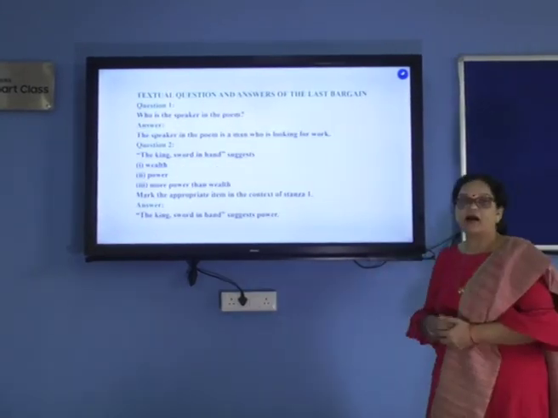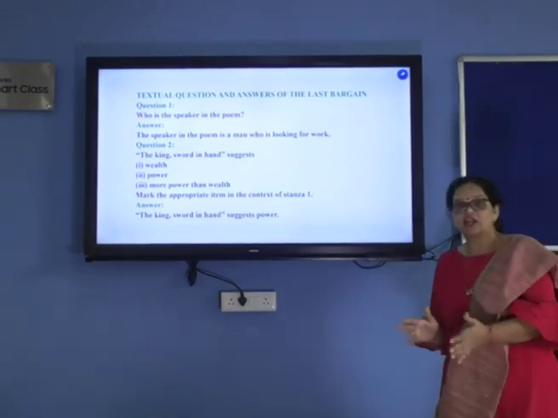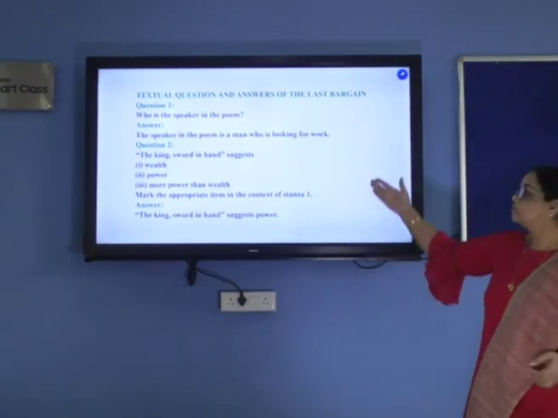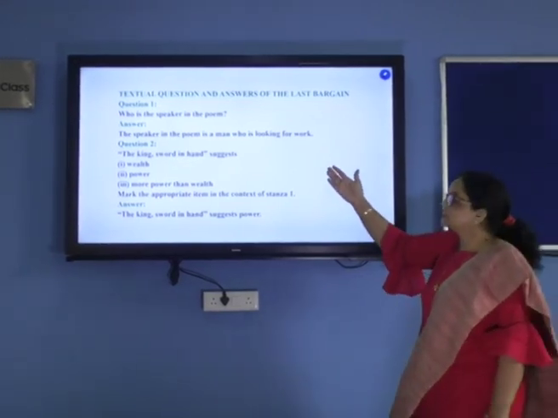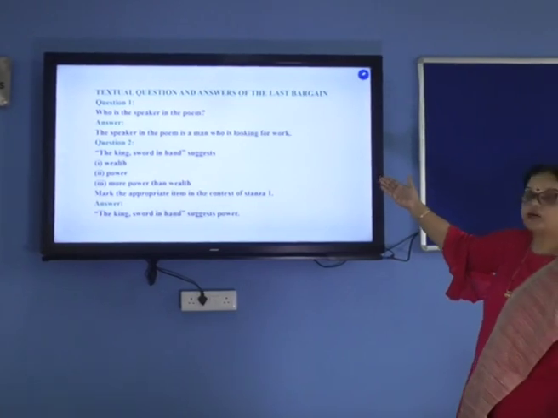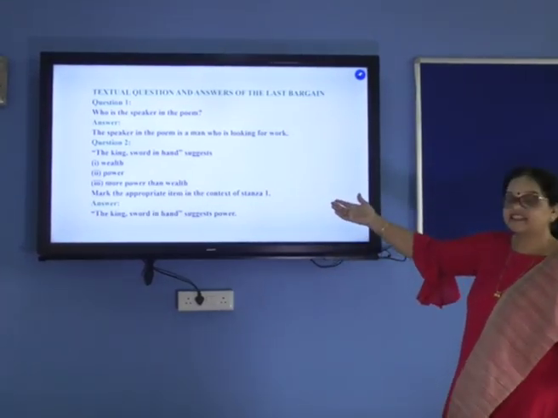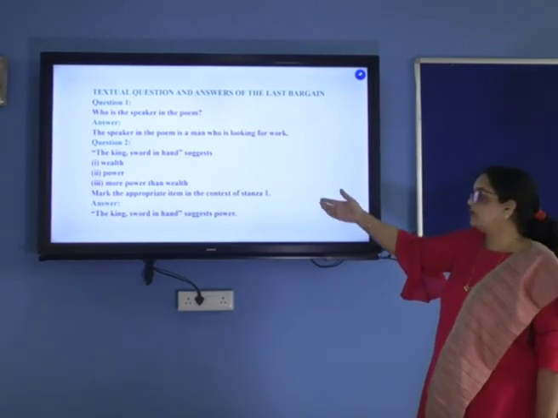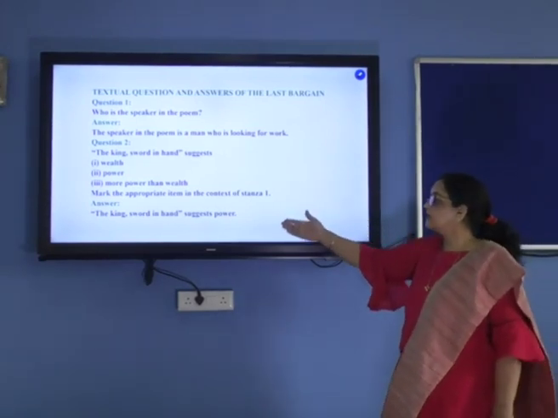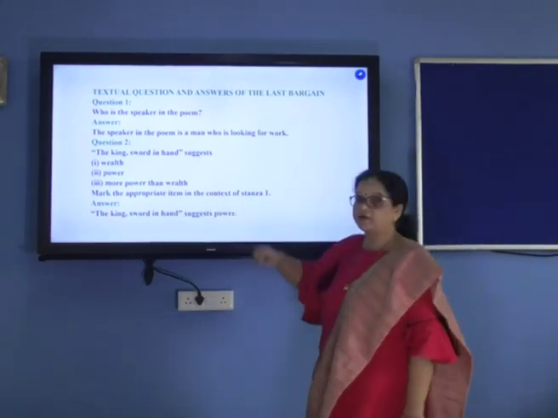Now the textual part. You have to do the question answer. We have done the word meaning, we have done the explanation, and I hope the poem is clear to you. So these are the question answers. Who is the speaker in the poem? The speaker is the man who is looking for work. The king's sword in hand suggests, just now I told you, power.